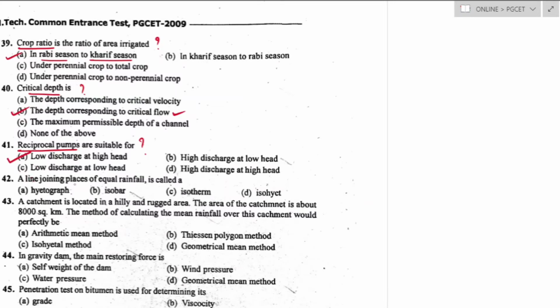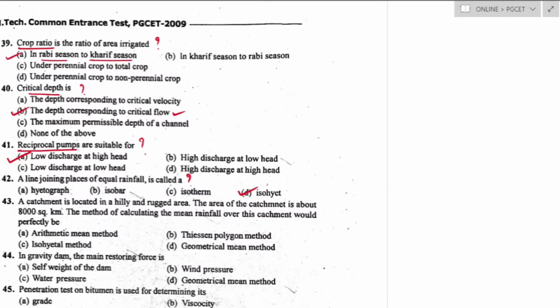Question number 42. A line joining places of equal rainfall is called. A line joining the points of equal rainfall on a map in a given period is called isohyets. So option D is the right answer. It is a form of map contour line displaying precipitation.